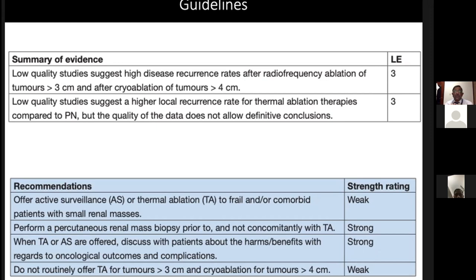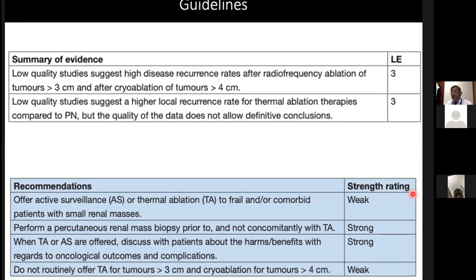There is strong evidence in support of performing a percutaneous biopsy first and then going for thermal ablation, rather than doing it simultaneously or not doing it. Right.